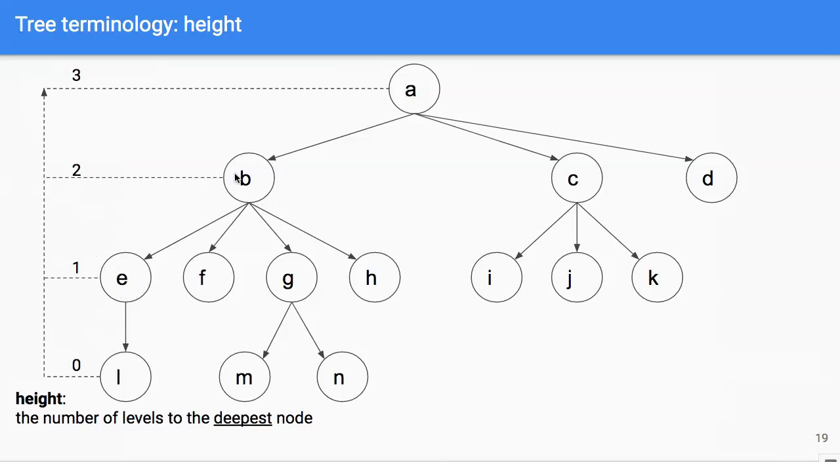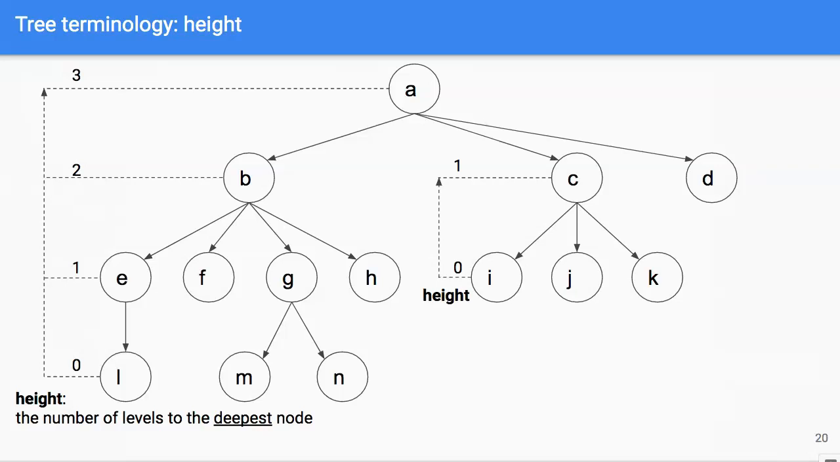Now, for B, the deepest node of B is L, right? It's not F, even though F is one of its children, but B has grandchildren L, M, and N, and it's 2 levels from the deepest node. So the height of B is 2, and you can apply the same logic to the height of the root node. So the height of this tree is the height of the root node, which is 3.